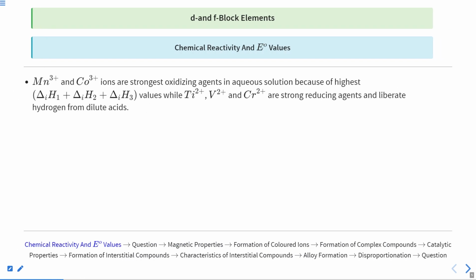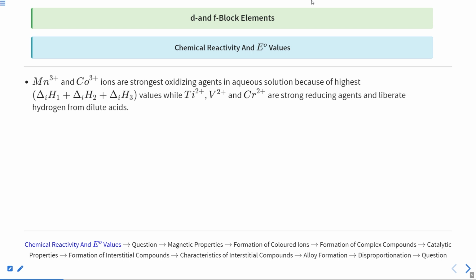Now if you talk about Mn3+ and Co3+, they are the strongest oxidizing agents in aqueous solution because of the highest delta H1, delta H2, and delta H3 values. While Ti2+, V2+, Cr3+ are the strongest reducing agents. So what does it mean? If Mn3+ and Co3+ are the strongest oxidizing agents, it means they can be reduced easily, right? They can be reduced easily.